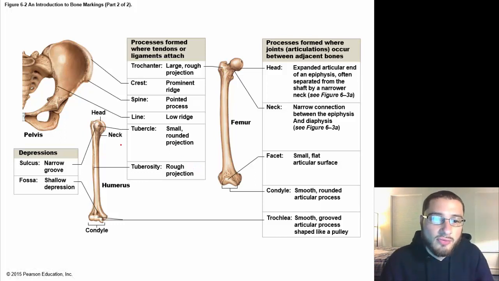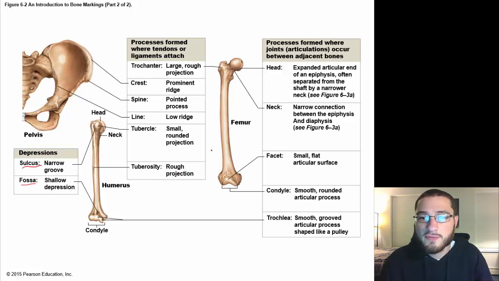On long bones, we see depressions. A narrow groove is a sulcus. A shallow depression is a fossa. And you have trochanters, or large rough projections. You have a crest, which is like a ridge. A spine is a pointed process. A line is a low ridge. A tubercle is a small rounded projection. And then a tuberosity is a rough projection.